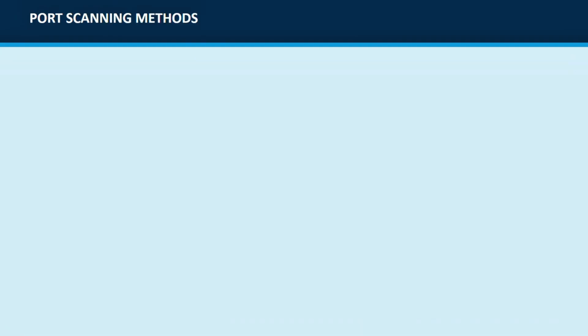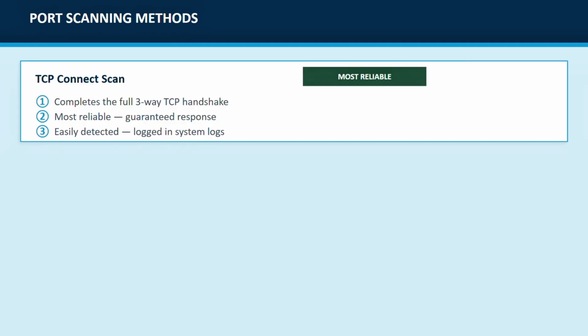Now let's consider port scanning methods. There are 3 main port scanning methods. The first one is the TCP connect scan. This completes the full 3-way handshake: the SYN, the SYN-ACK, and the ACK.